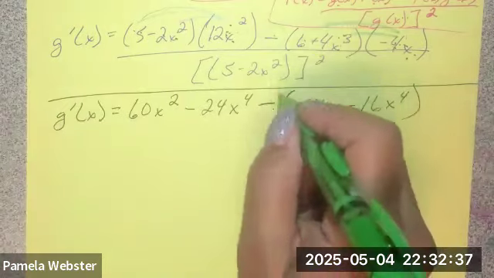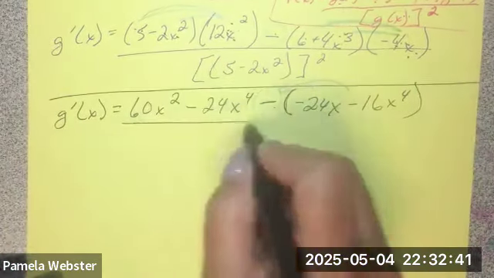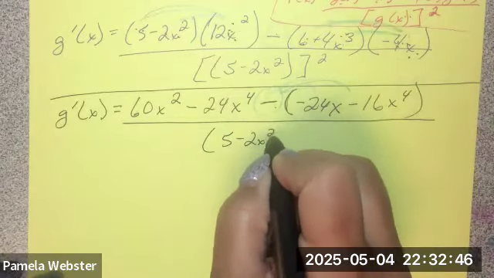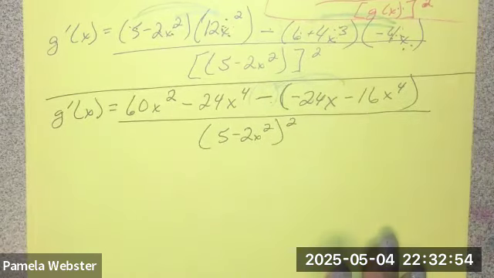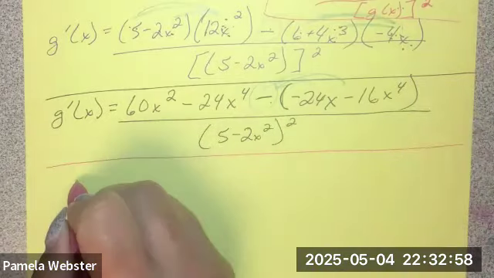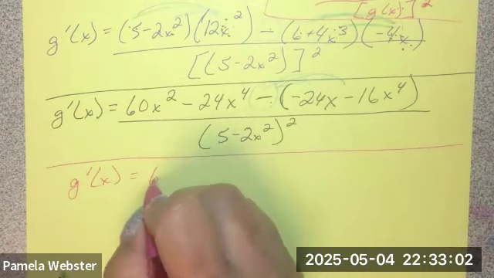So I also need to distribute that negative. Don't forget he's out there. All over, and I'm just going to write 5 minus 2x squared, squared. I mean, if you really want to multiply that out, do it, but I just feel like it's wasted time. Don't stress yourself out with it. We don't need that, so I'm not going to bother.